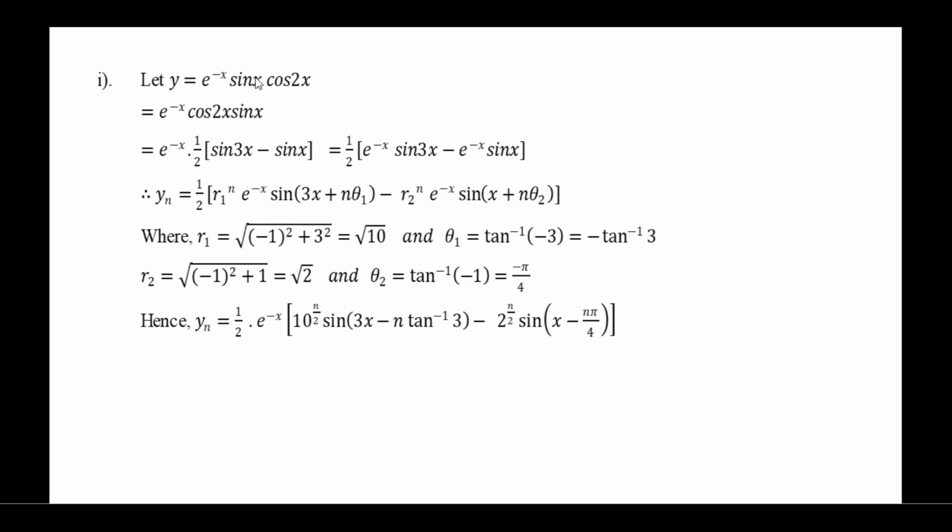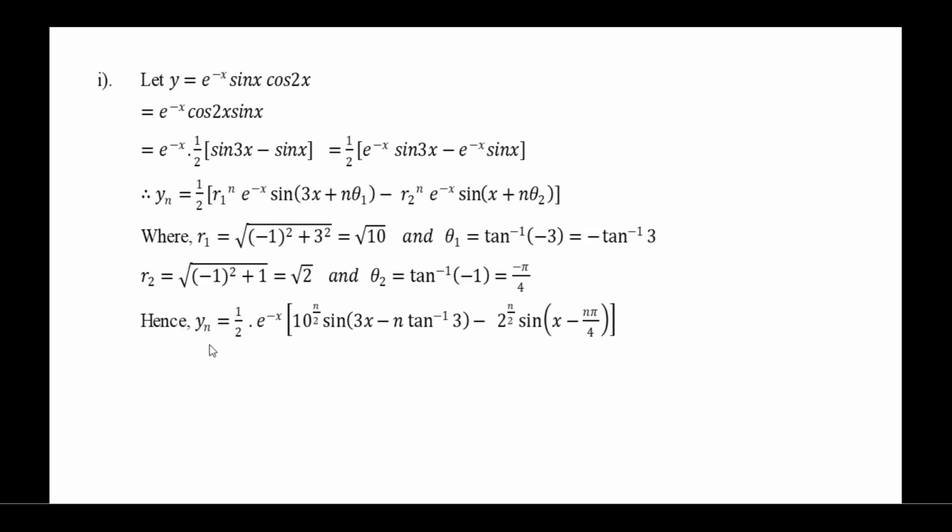E power minus x sin x into cos 2x. So this is the cos a sin b formula: sin of a plus b minus sin of a minus b. So e power minus x sin of 3x minus e power minus x into sin x. Once again, nth derivative. So here r1 is root 10, theta 1 is tan inverse of 3, r2 is root 2, theta 2 is tan inverse of minus 1.